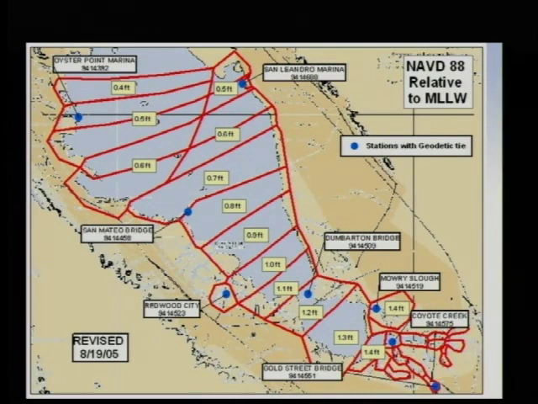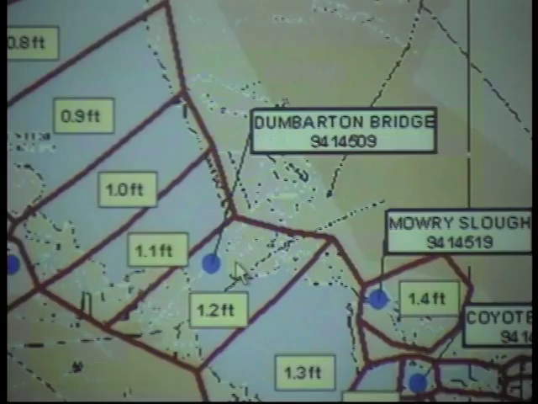And if you look there, it's 1.2 feet. So V datum is showing something that differs from the more recent data by about half a foot. That's an example, I think, of why you should not rely on V datum for your work in this area.